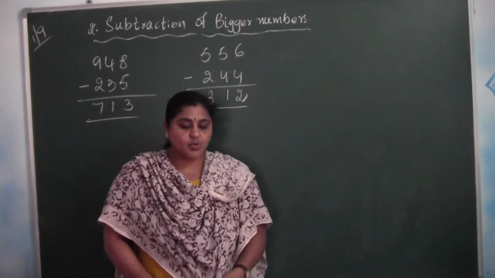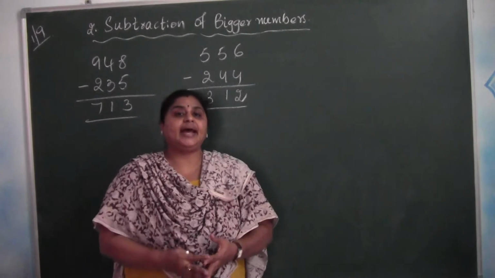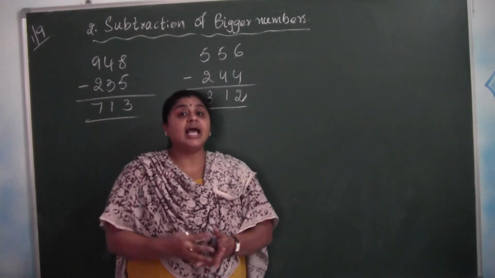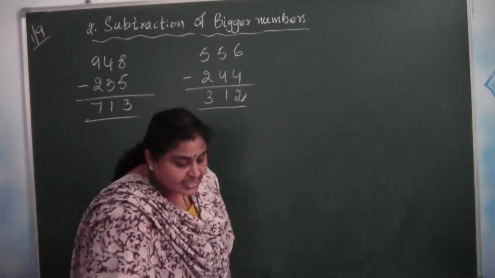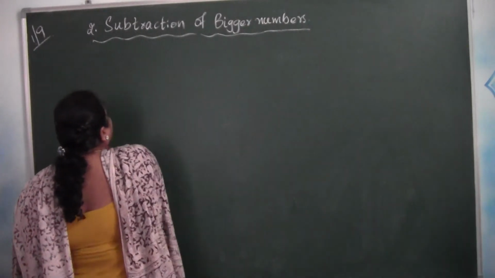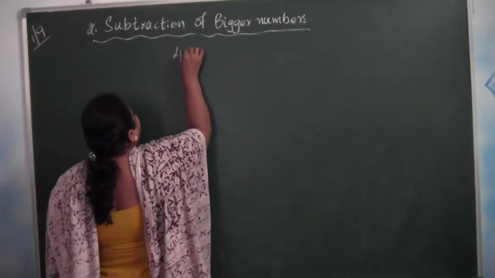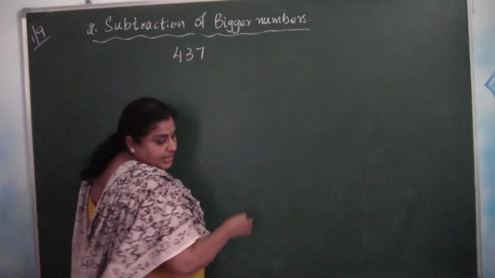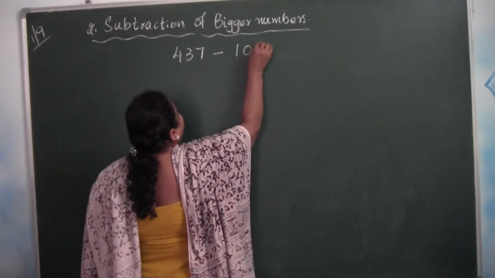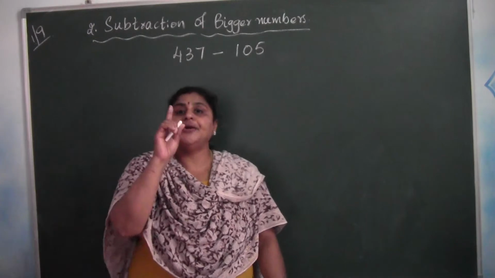Next, you have another one. Write in columns and subtract. Now let us see that problem. You have to arrange the given numbers in columns and subtract. Let us take one example. 437 minus 105. These sums you are going to do in your notebook.